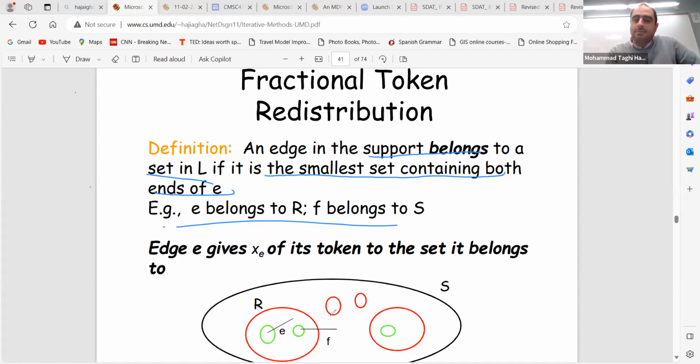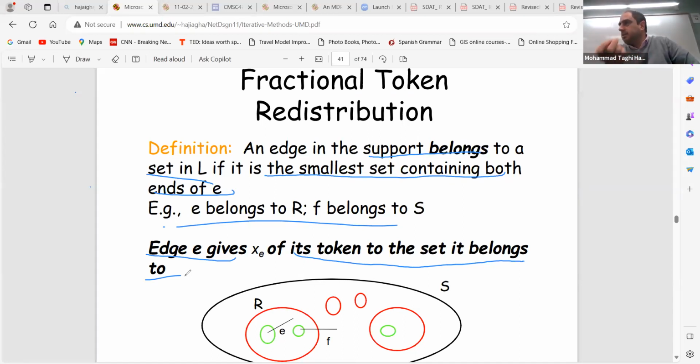Good. At that point, we say that this edge belongs to that. So for each edge, I will consider the first laminar family that both endpoints belong to. I will say that this edge belongs to that, and edge e gives x_e of its token to the set it belongs to.